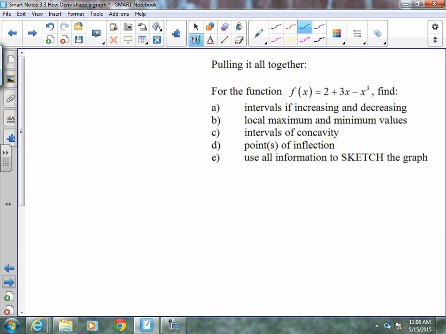Now, take a second. On this example, find intervals of increasing and decreasing, locate your local maxes and mins, your intervals of concavity, your points of inflection, and then sketch the graph. Complete this before tomorrow. We will talk about it in class.